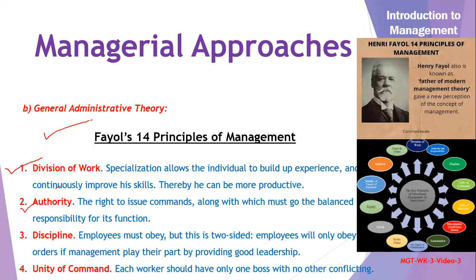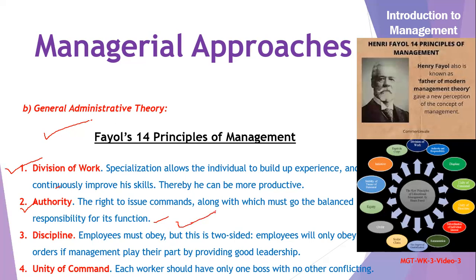Next one is about authority. That means the right to issue the command, along with which must go balanced responsibility for its function. That means someone has some specific authority, and he has the right to issue the command, and everyone has to follow the command of that person. So that is very important for the formal organizational structure.